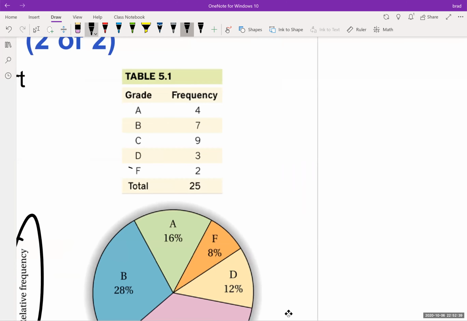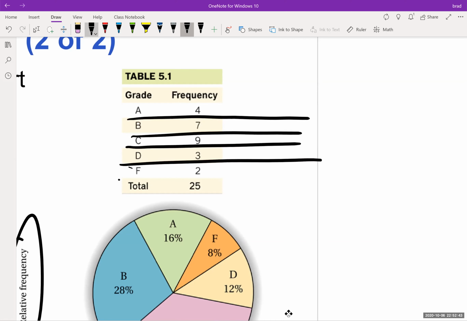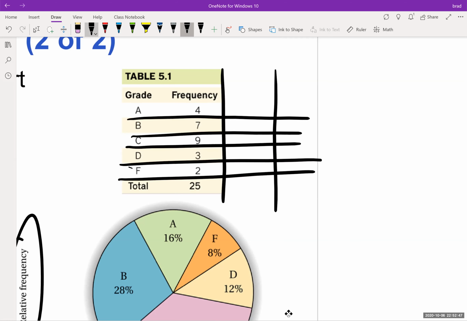Okay, so we're gonna go like this, like this, like this, and then like this and like this, and we're gonna call this relative frequency, and we're gonna use this red. And again, there's a total of 25, so whenever you're doing relative frequency, you just take each of the frequencies and you divide them. And remember, you don't add them because that would be cumulative frequency.